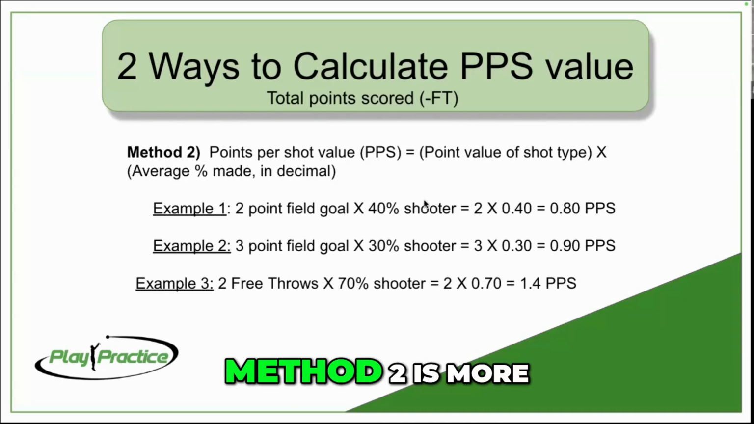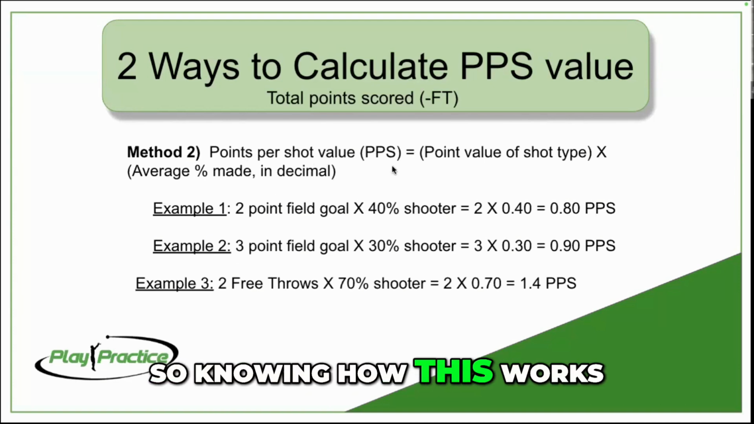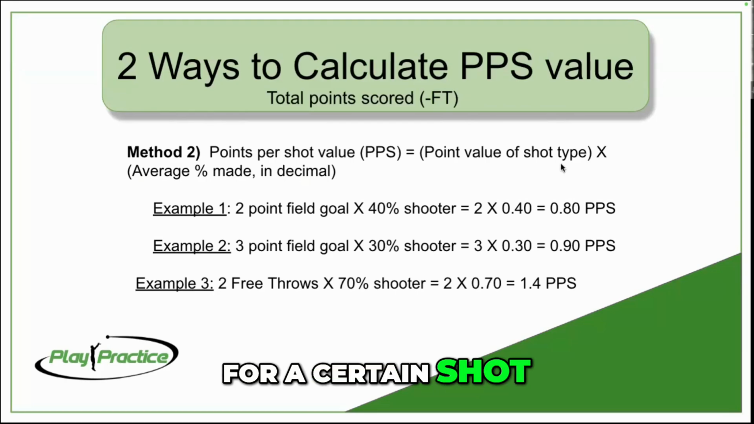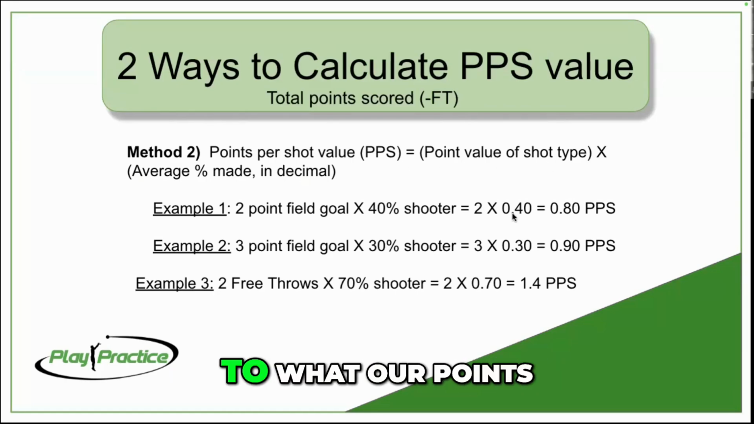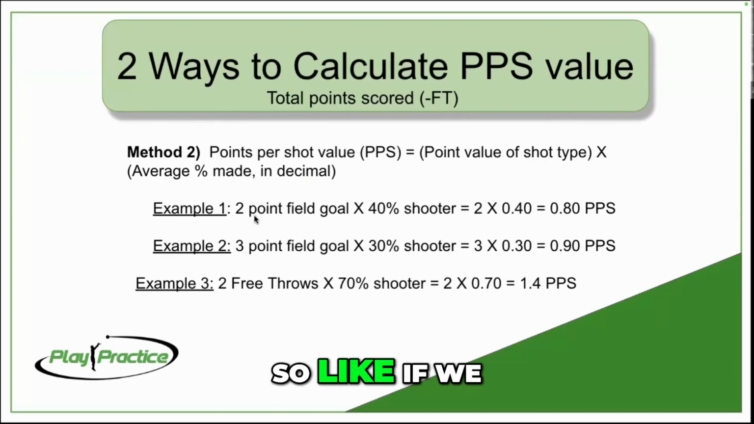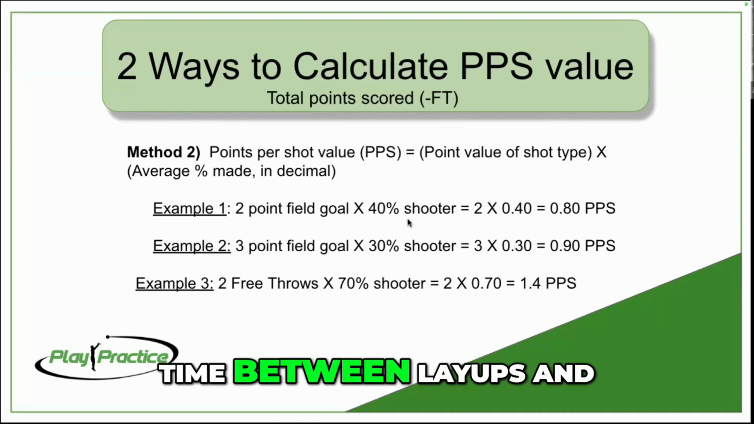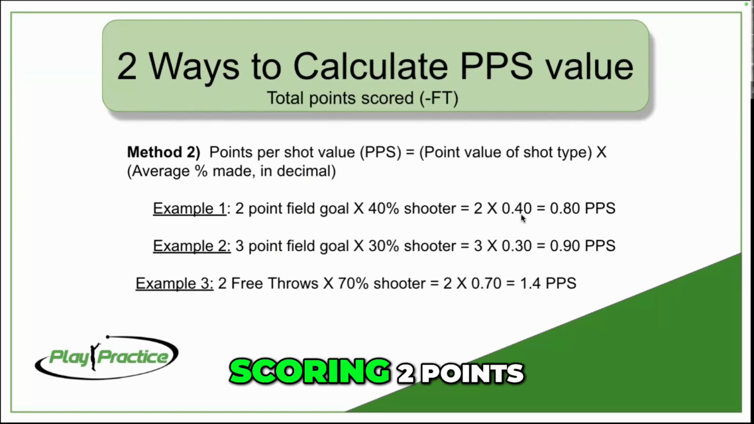So method two is more like a predictive ability of this. Knowing how this works, if we know on average for our team or for a certain player what the point value is for a certain shot, then if we multiply that by the percentage they make it, we can get to what our points per shot would be, right? Like if we know on our 2 point field goal percentage, we have a 40% shooter most of the time between layups and mid-range and everything that's 2 points, then we can say, 2 times 40% scoring 2 points, we're making 40% of them, gives us 0.8 points per shot.